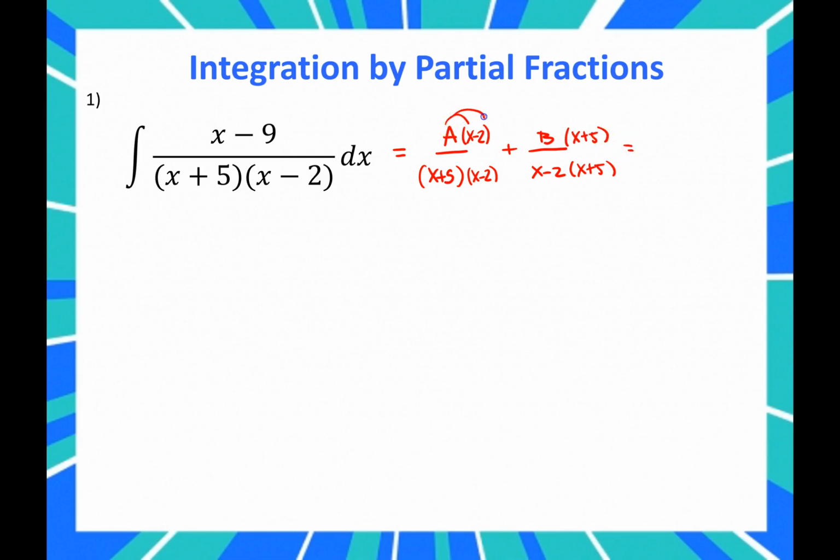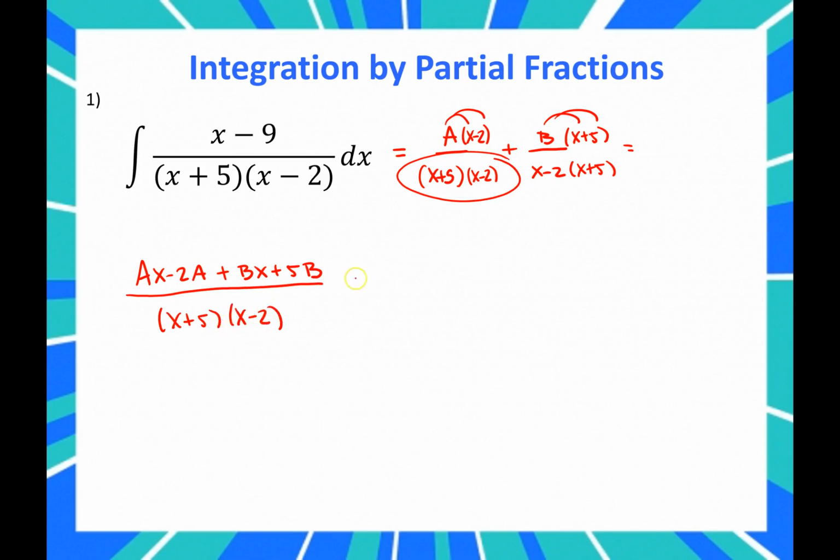So multiplying our numerators through, I get an ax minus 2a, and then I get a bx plus 5b. And this is all going to be over, since we have a common denominator, the x plus 5 times the x minus 2. Our next step is to rewrite our x's in front and then our numbers second. So this is going to be (a plus b) times x. And then I copy down the minus. That's really important.